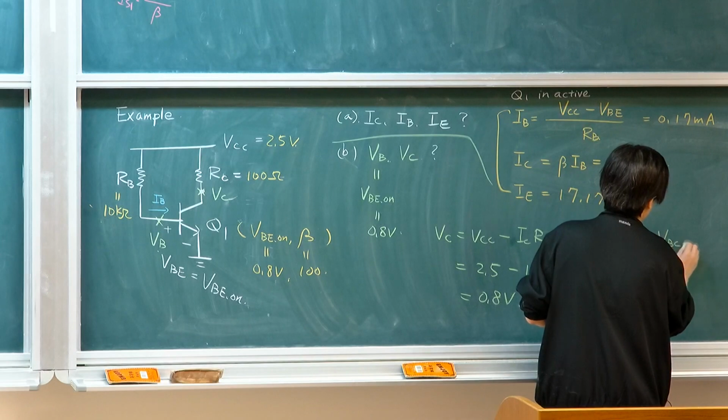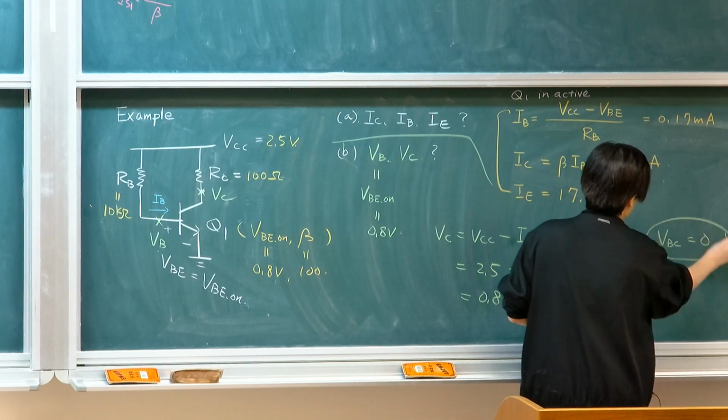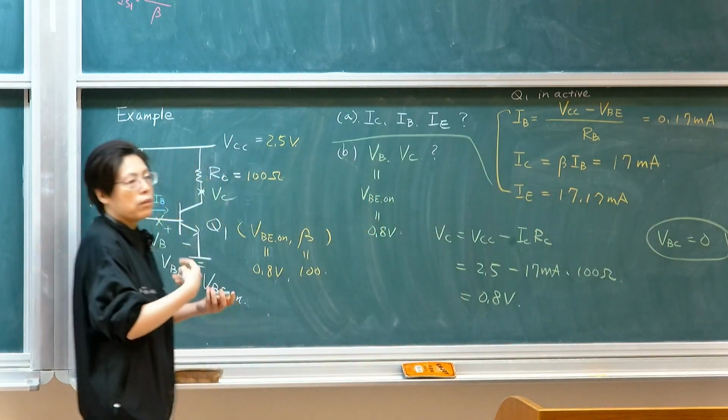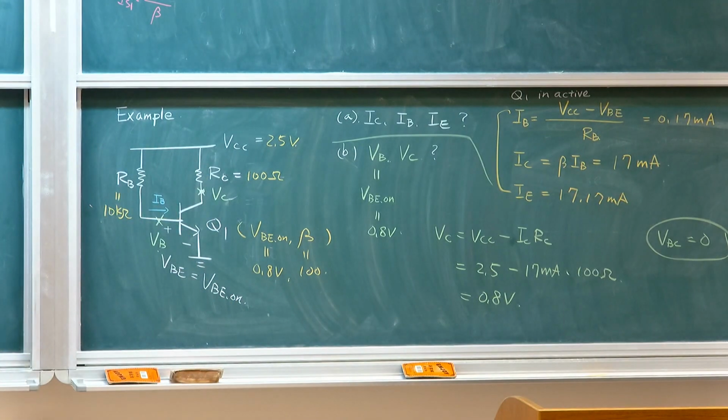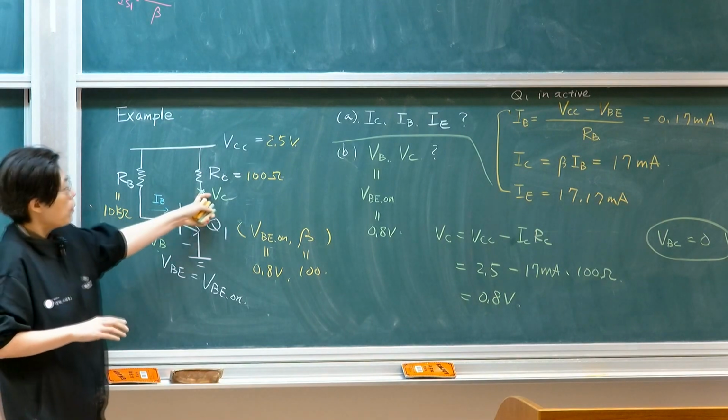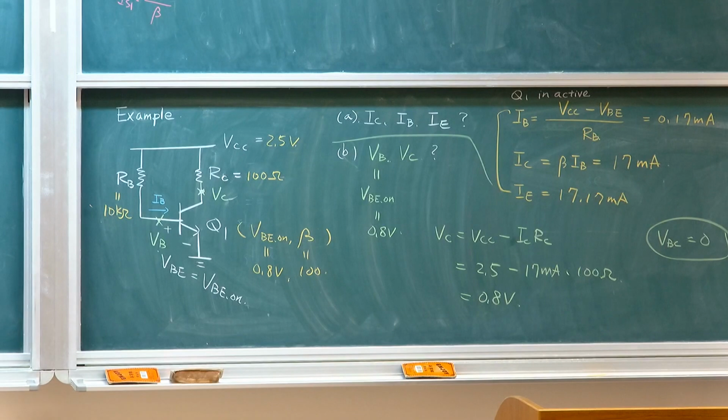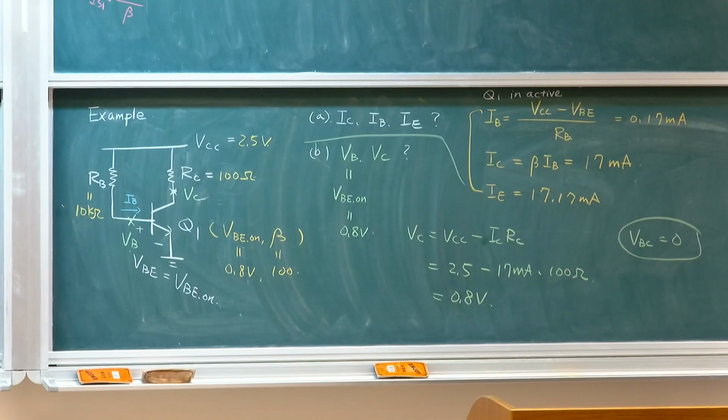Your VBC is 0, which is still counted as active because it's at the border. When it's slightly higher, then it would reverse bias the BC junction. This is 0.8, this is 0.8. It's already at the edge. Okay? That's good. So this exercise, once we have this model, gives you a sense of how one analyzes its DC biasing condition.